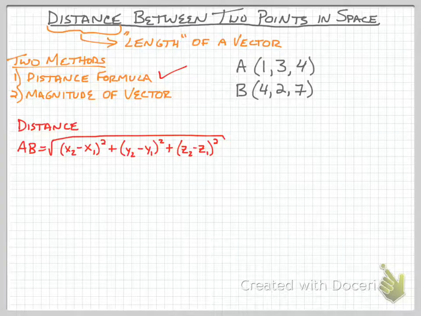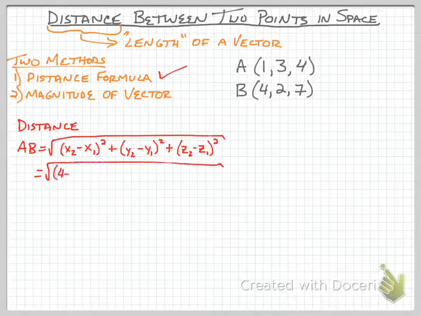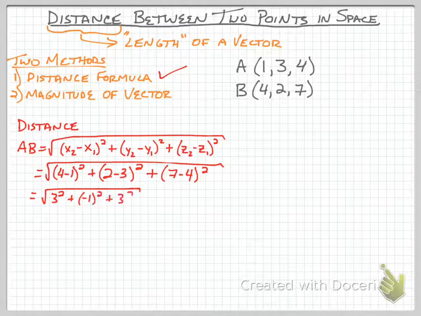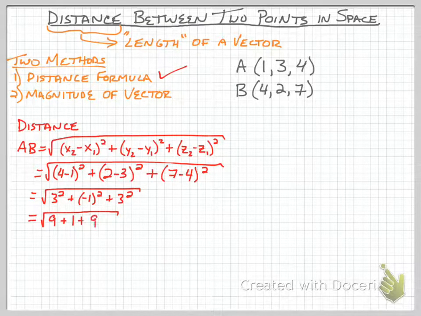So let's plug in our values. Our second point is B, our first point is A, so we're just going to plug in 4 minus 1 squared, taking A and subtracting it from B. So that's going to be plus 2 minus 3 squared plus 7 minus 4 squared. Do some basic algebra and we get 3 squared plus negative 1 squared plus 3 squared. So we have the square root of 9 plus 1 plus 9, and overall we have the square root of 19. That's our distance.